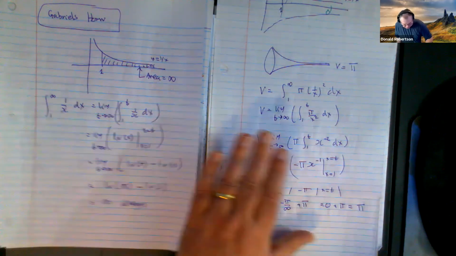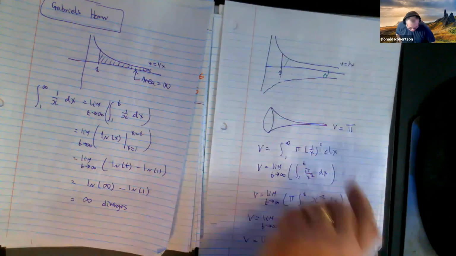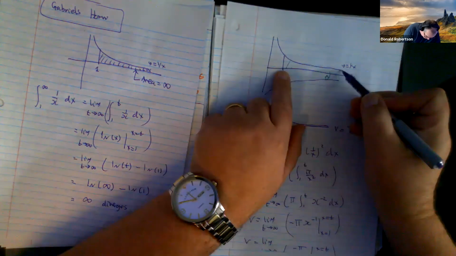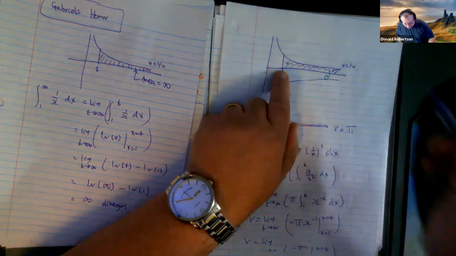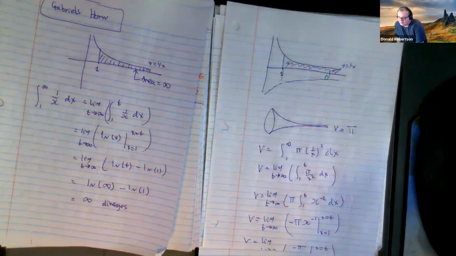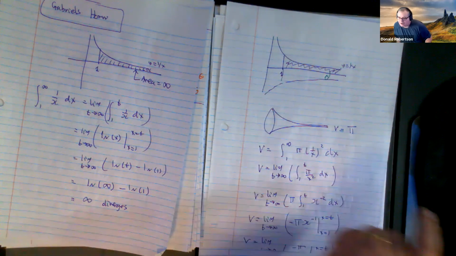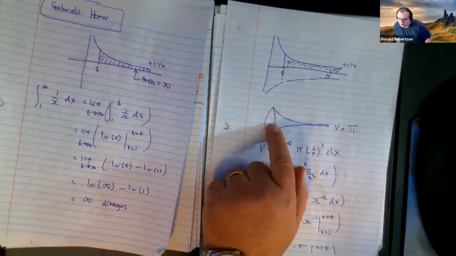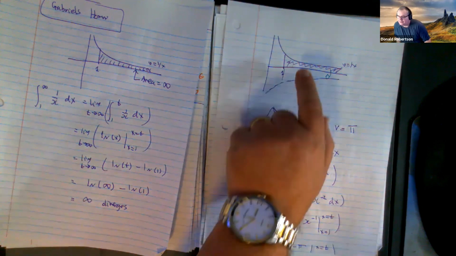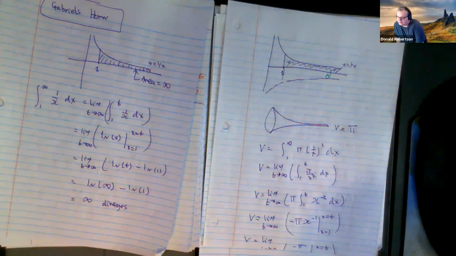Now, how on earth can you have a curve whose area here is infinite, but whose volume is finite? The fact that that has got a finite volume, couldn't you fill that up with pi gallons of paint? But you couldn't paint the inside because its area is infinite. That is just weird.